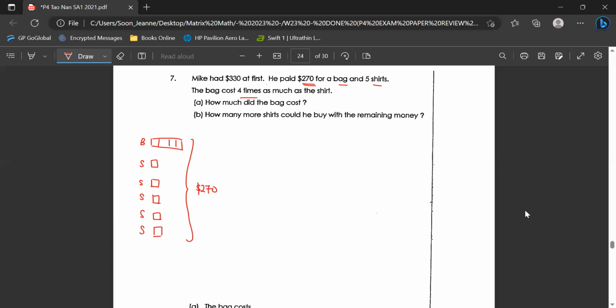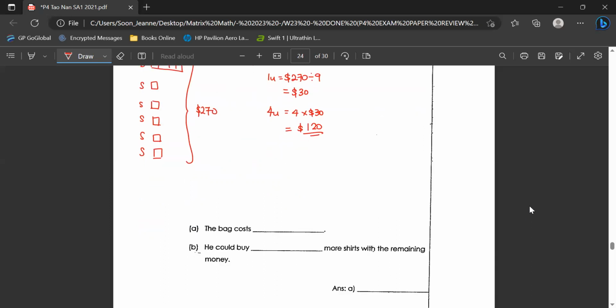So question A is asking for how much did the bag cost. So you can see 270 represents a total of 9 units. Look for 1 unit, 270 divide by 9. 1 unit is $30. So I'm going to look for the cost of the bag, which is actually 4 units. So take 4 times 30. The cost of the bag is actually $120. So I'm going to write down here 120. Also for A, answer in the blank, finalize answer 120.